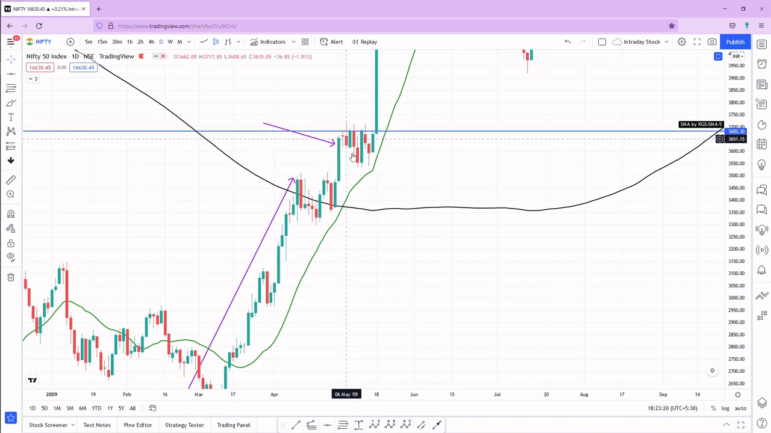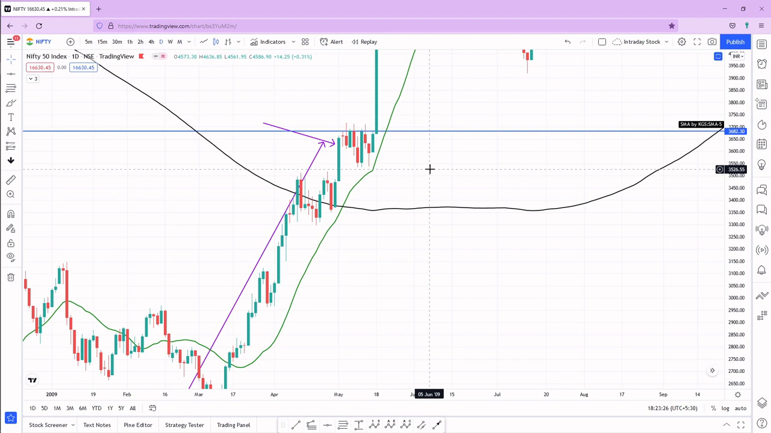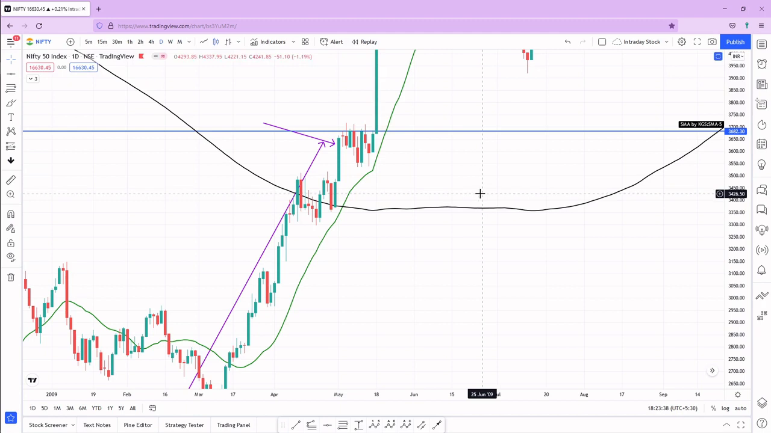By this time, three of the conditions have been satisfied. One, the candle is above the 20 SMA and 200 SMA. Second, the 20 SMA has crossed above the 200 SMA. And third, I'm marking a recent high. Now, what is the fourth condition? Swing low must touch at least the 20 SMA. What swing low means here is, after the close above the 20 SMA and 200 SMA, and after the 20 SMA crossed above the 200 SMA, there needs to be a pullback where the candle must touch the 20 SMA.